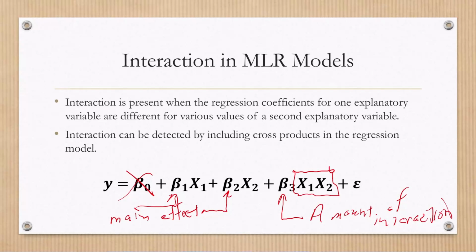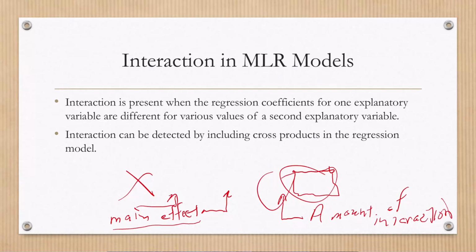The third coefficient, because it's associated with this cross product, tells us the amount of interaction. If there is no interaction or very little interaction, we would expect beta 3 to be relatively small. If there is a lot of interaction, we expect it to be larger. Now, how do we deal with main effects when there is interaction?